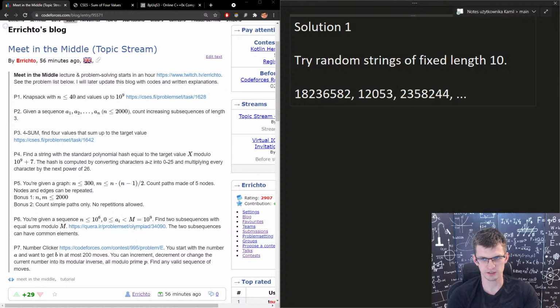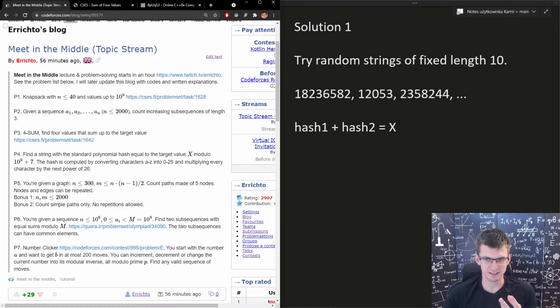We compute all the hashes. Then we are looking for two strings such that the sum of their hashes, hash 1 plus hash 2, is equal to the target value x. This again becomes a two-sum problem. If the statement is exactly like here, then problem solved.